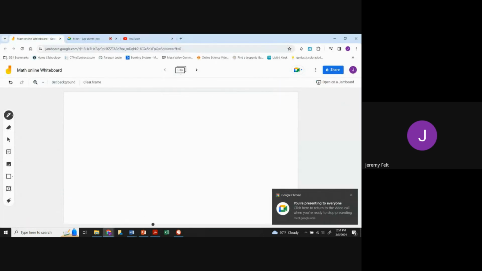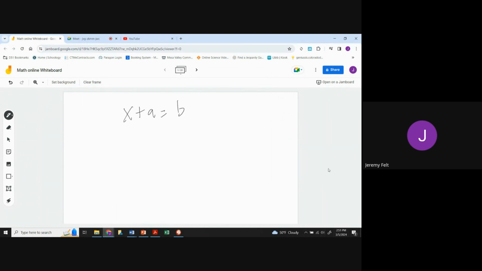So if we had x plus a equals b, and we want to solve in terms of x or get x by itself, just like if it's a number, this was plus 10, we would subtract 10. But it's plus a, so we're going to minus a from both sides. So we're going to have x equals b minus a. Again, we didn't solve for x or b or a, we just rewrite.